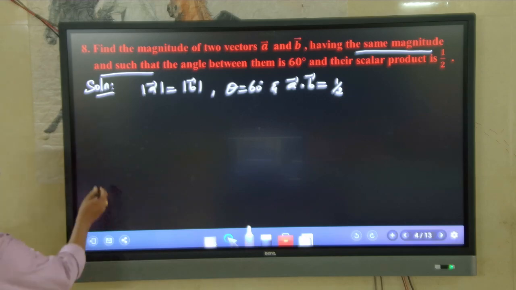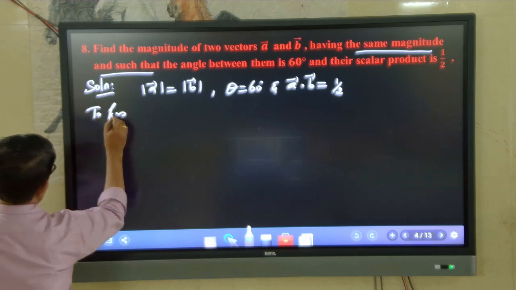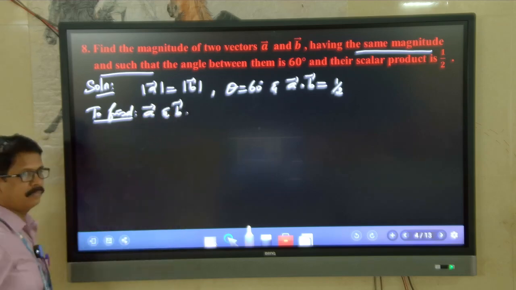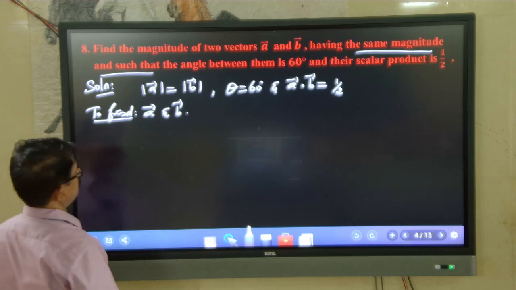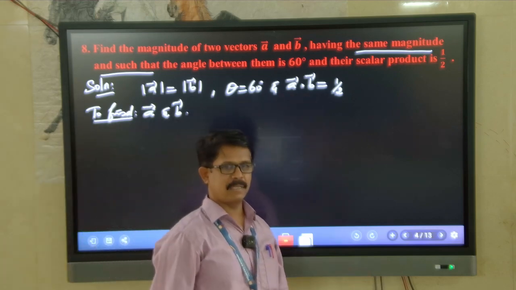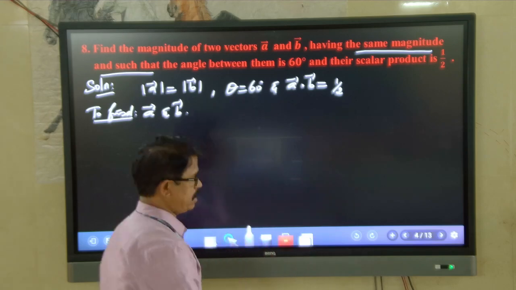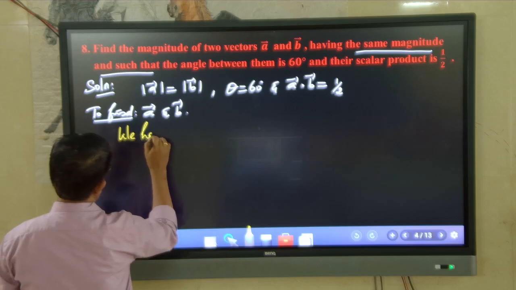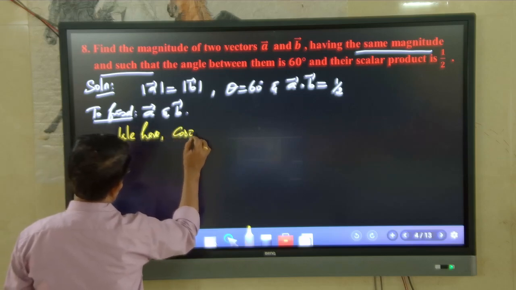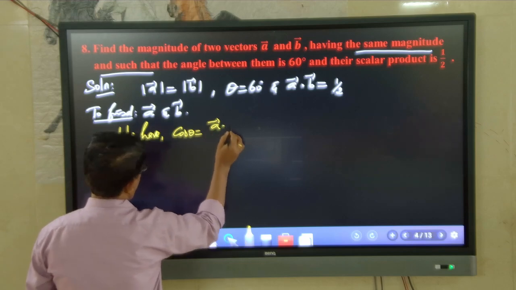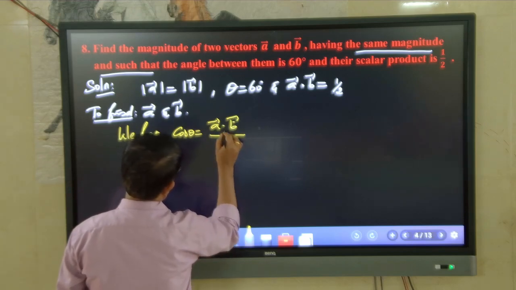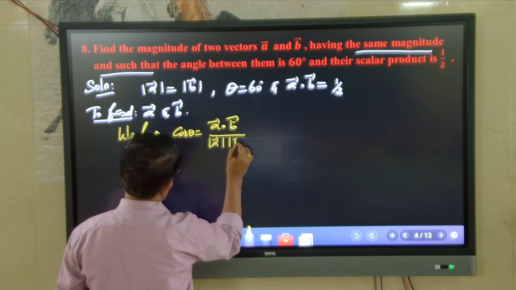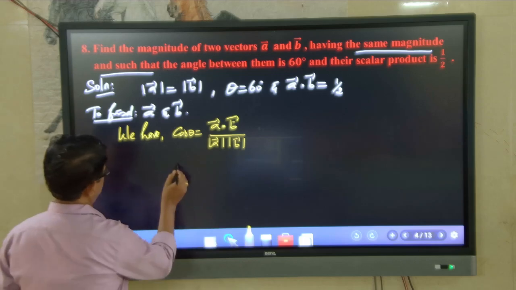What is next? To find the a vector and the b vector. So where are we using this kind of idea? Only the angle between two vectors. Then we have cos theta equal to what? Vector a dot vector b divided by the modulus of a vector and modulus of b vector. Correct? What is that? Cos 60. Correct?